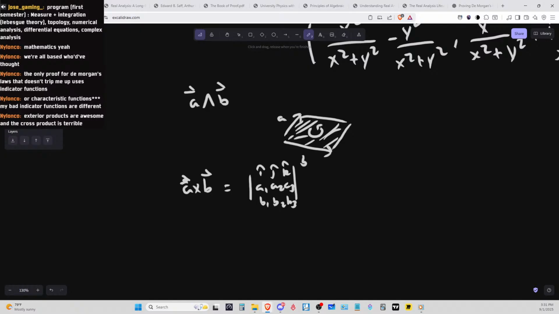Oh, okay, I already read that. Or characteristic function. My bad, indicator functions are different. Oh, okay. Exterior products are awesome and dot products are terrible.